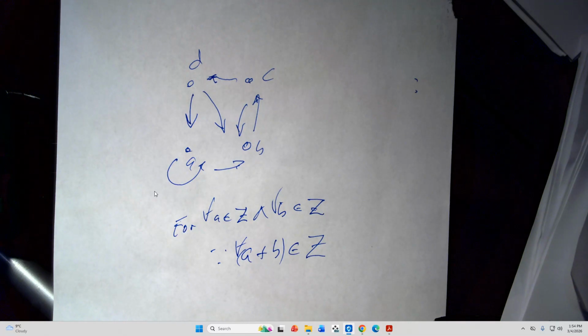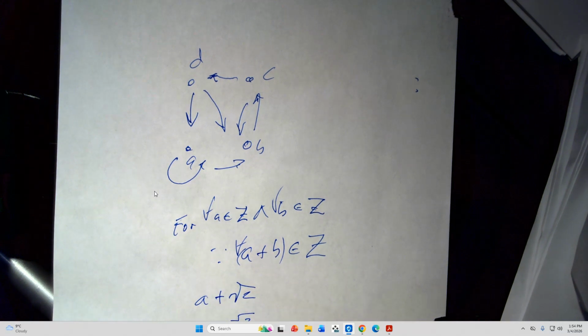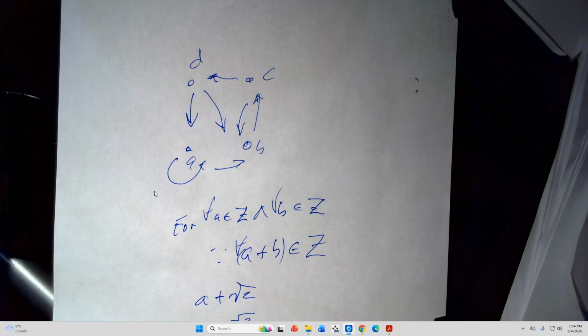Irrational numbers are not closed under addition. We talked about that before. So a plus square root of 2 and a minus square root of 2 are both irrational numbers, but when I add them together, I bounce out of irrational numbers and I get 2a because these cancel each other off. So that is not closed under addition.